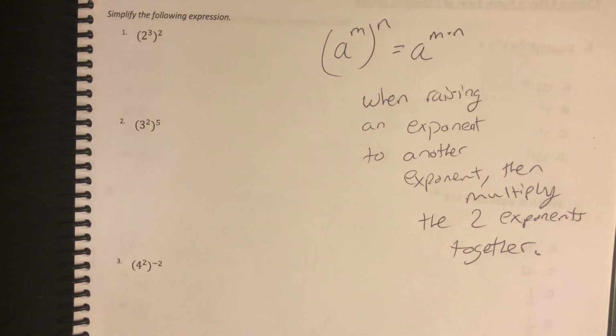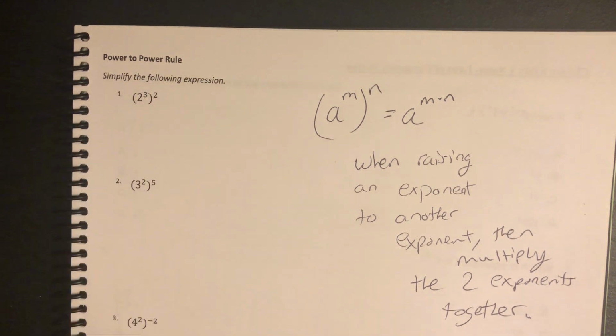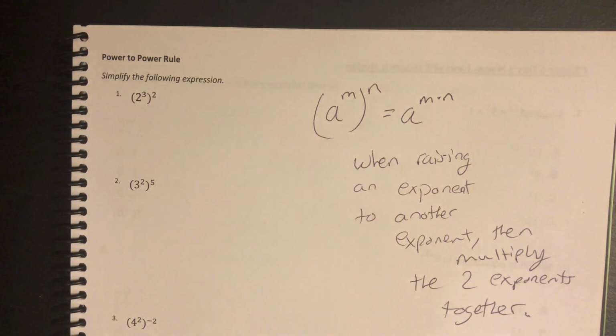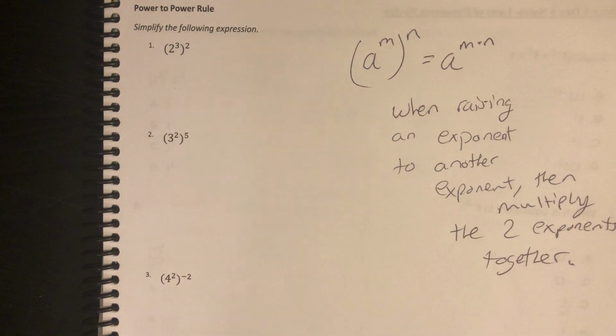Okay, so think back to our other rules. The product rule says when multiplying the same base, add the exponents. The quotient rule: when dividing the same base, you subtract the exponents. Well, now with the power to a power rule, it's telling us if we have a power raised to another power, then just multiply the exponents together, okay? So let's go ahead and do example 1 so you will see how easy that is, okay?